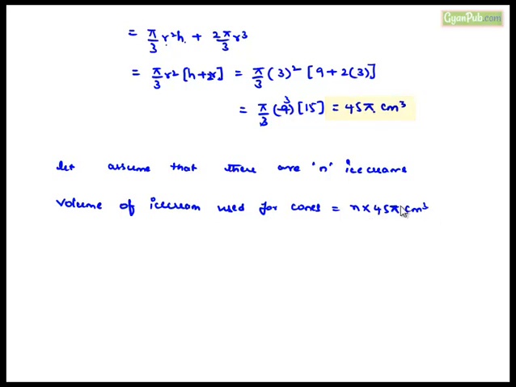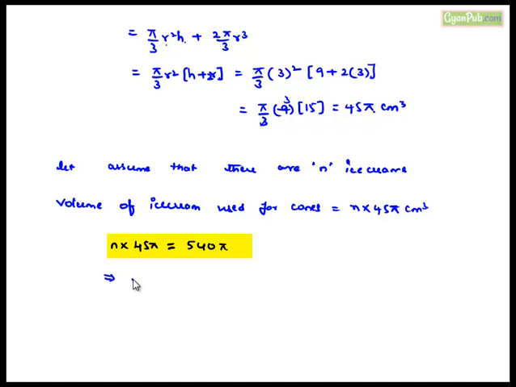Now, as the ice cream in the cylinder is used for making the cone ice creams, here we can say the volume of ice cream used for cones, that is n times 45 pi centimeter cube, will be equal to the volume of ice cream in the cylinder, that is 540 pi.